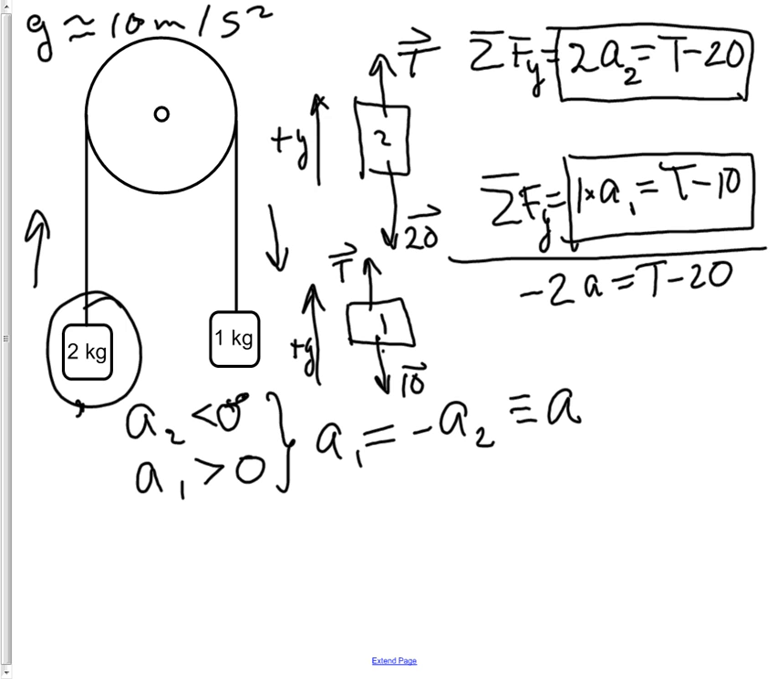And then we've got A equals T minus 10. Okay. And now all we have to do is solve those two equations for A and T and ask whether the result makes sense. Okay. So let's see.